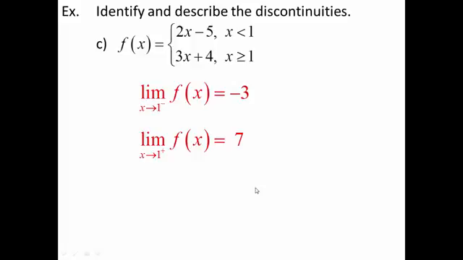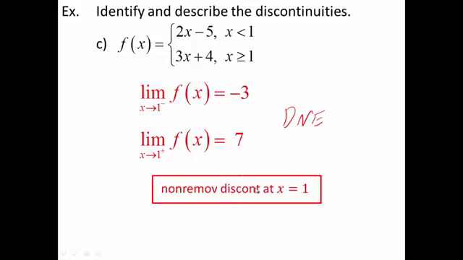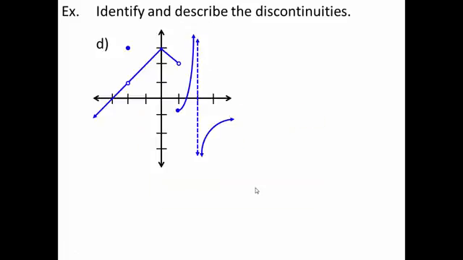So here we have a situation where the left hand does not equal the right hand, meaning the limit does not exist. And the fact that the limit does not exist means it must be a non-removable discontinuity at x equals 1. Now remember, as easy as it is to identify and describe discontinuities based on functions, it's even easier to do it graphically. Go ahead and give this one a try. Play when you're ready.